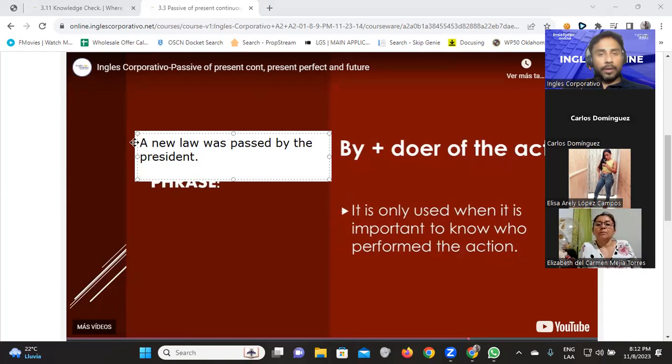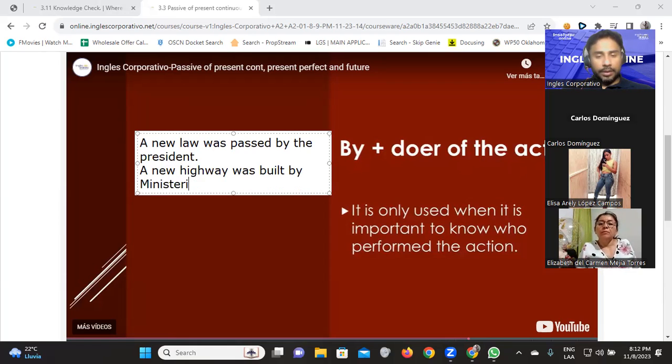You can say, a new highway was built by Ministerio de Obras Públicas. Right? A new highway was built by Ministerio de Obras Públicas. Una nueva carretera fue construida por el Ministerio de Obras Públicas.